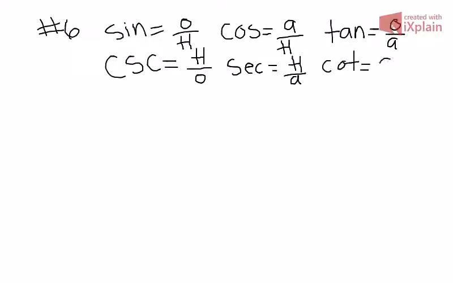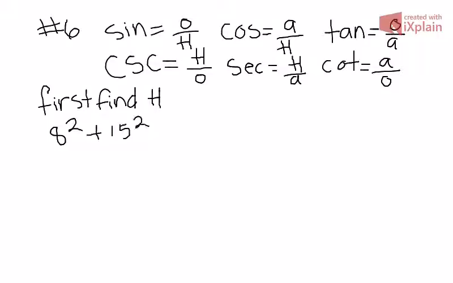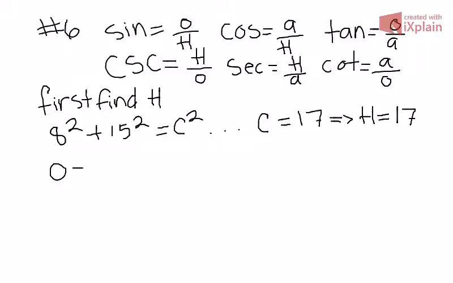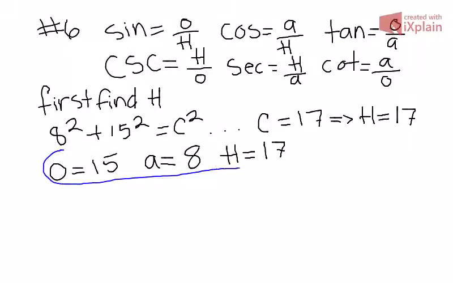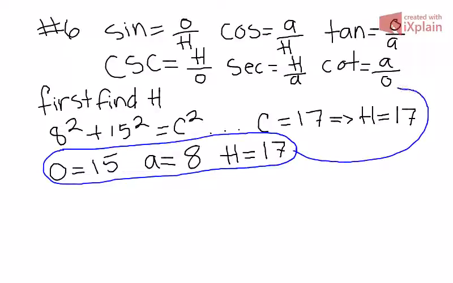H, O, and A all stand for hypotenuse, opposite, and adjacent. So in this first problem, we have to find the hypotenuse. We use the Pythagorean theorem, a squared plus b squared equals c squared, where c is the hypotenuse, and we're trying to solve for that. Pretty straightforward. Now we have the opposite, the adjacent, and the hypotenuse, and we can plug that into all of those formulas up there.